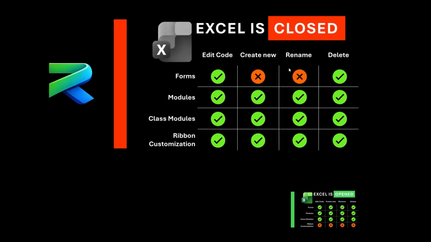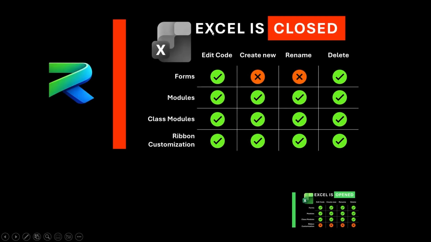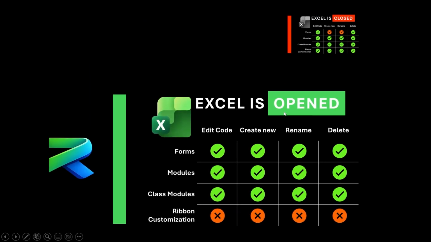Note then that if the file is closed, the Excel file, you will not be able to create a new form. And you won't be able to change the name of that form either. You will be able to carry out other operations with ease. Now if the Excel file is open, which is the way I recommend you make edits, you will be able to do all operations for all components, with the exception of the ribbon component, which is the XML code. You can only create this file when it is closed.